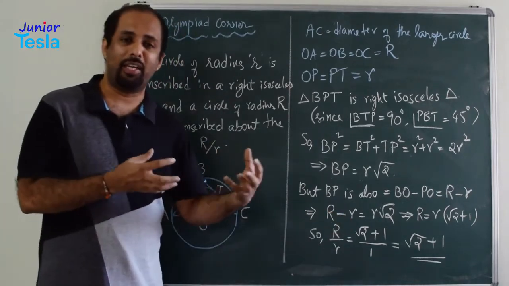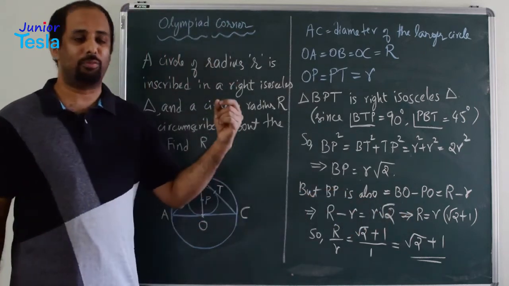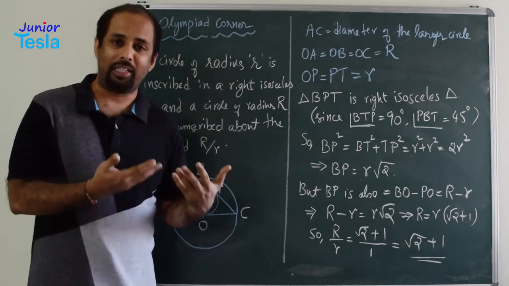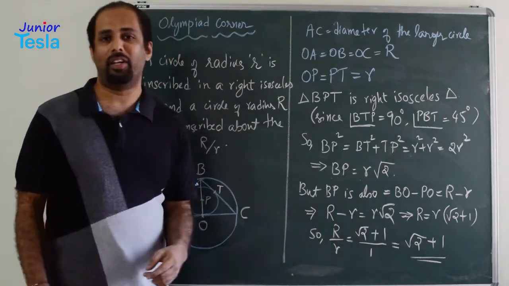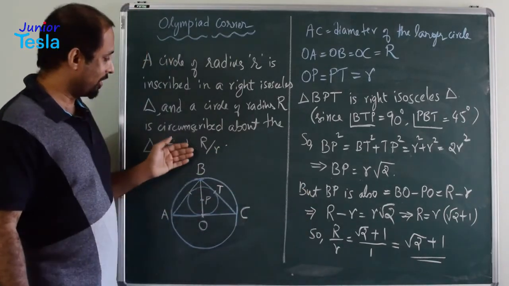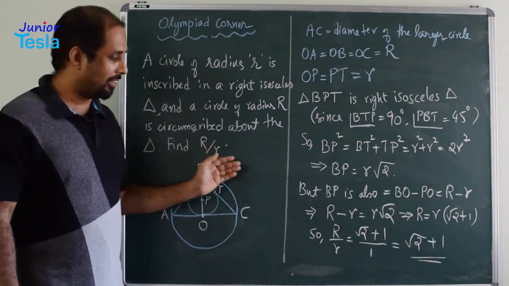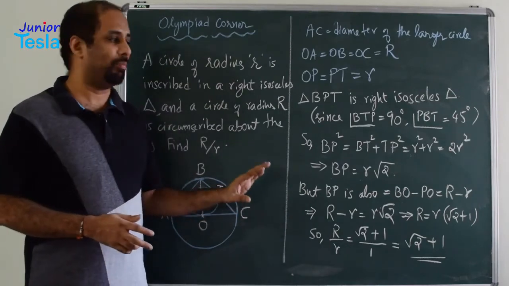Now you can do some rearrangement and you can get the value for R. So capital R is equal to small r times root 2 plus 1. Now if you want to find the ratio R by r, that is equal to root 2 plus 1 divided by 1, or simply root 2 plus 1. And that is what is asked here. You have to find the ratio of these two radii, R by r, that is equal to root 2 plus 1. Very simple problem, beautiful problem.